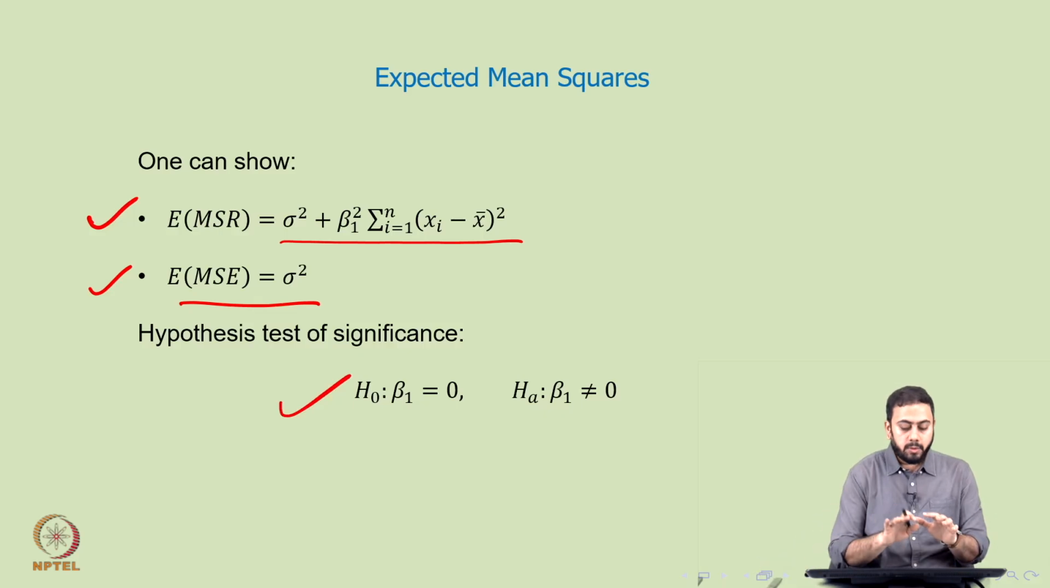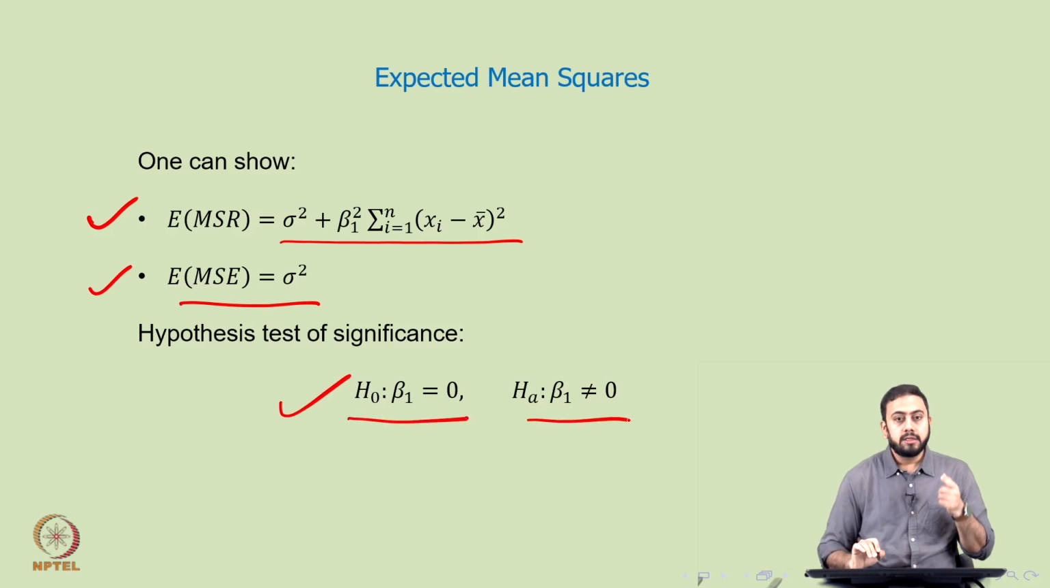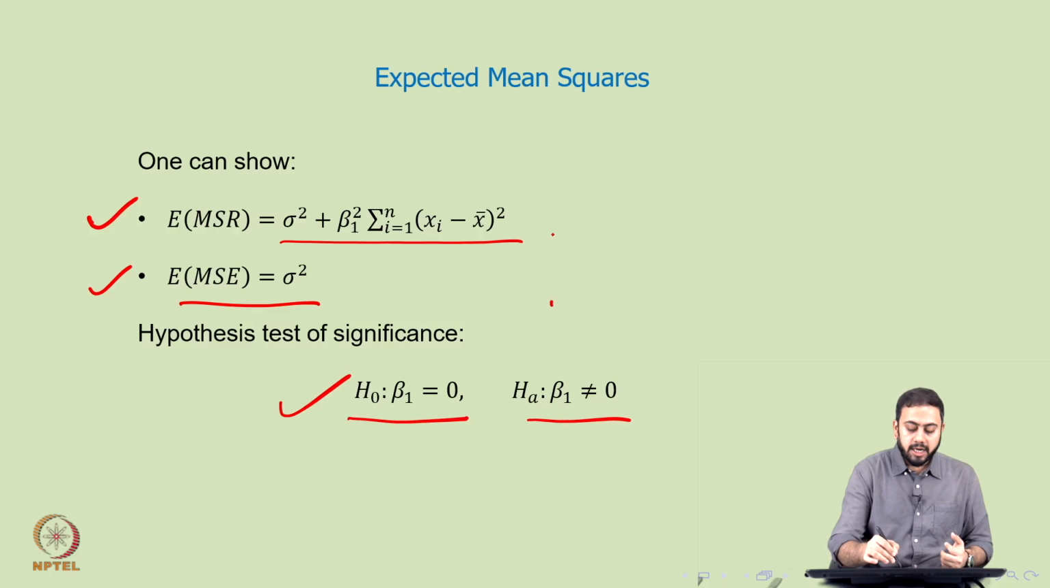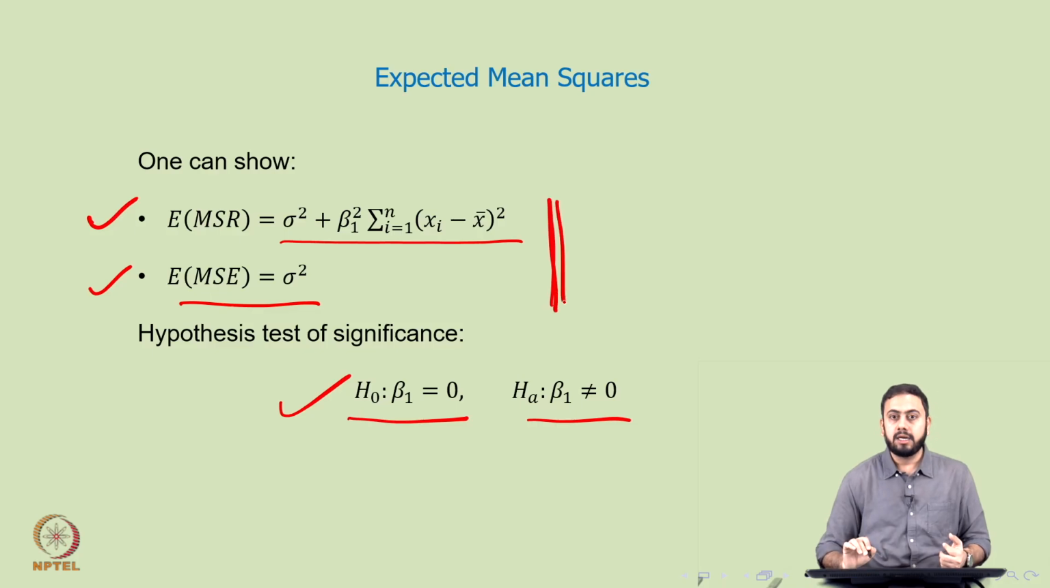One small point before we move ahead, though it's written on the next slide. Think of what we are trying to test here: whether beta 1 is 0 or beta 1 is not 0. For a second, assume that beta 1 is 0, which means that H naught is true. Go back to these two formulations and try to answer what would happen if beta 1 is 0. You can pause the video and try to answer.